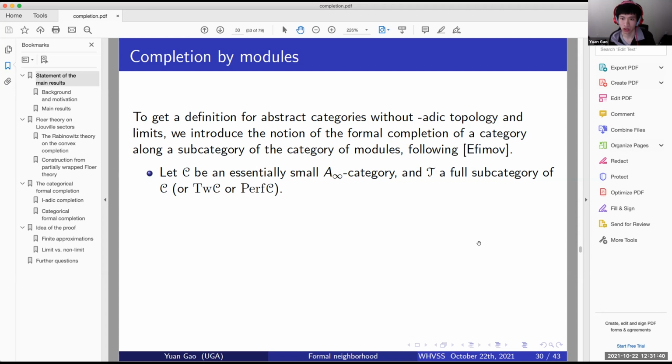So here we're going to consider an arbitrary, essentially small, infinity category C, and T is a full subcategory of C, which you can also take to be a full subcategory of twisted complexes or perfect complexes. In fact, his work is you can do that for an arbitrary full subcategory of the category of modules over C. Well, for this talk, I'm just going to restrict to actual subcategories.